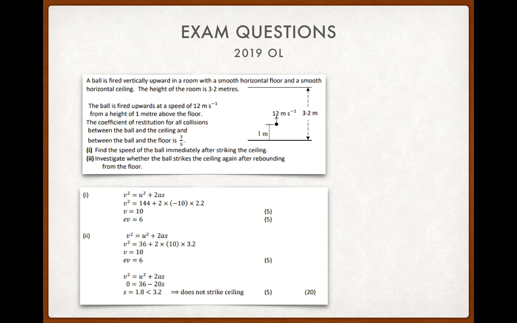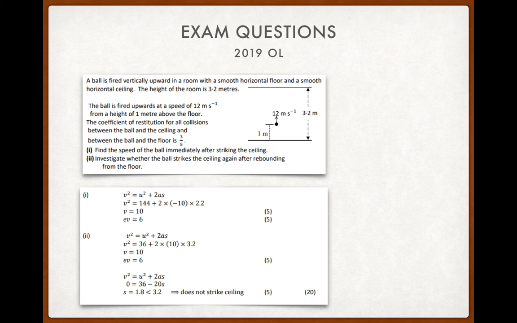And then what we want to do is see, does it have a positive velocity when it strikes the ceiling? So we know the initial velocity at the floor is 6, g is minus 9.8, and the displacement or the distance is 3.2 meters there. So v squared is equal to u squared plus 2as, and we'll actually get either a square root of a negative number or a negative number for the velocity there, which means it doesn't strike the ceiling.